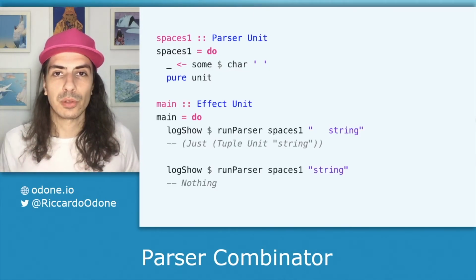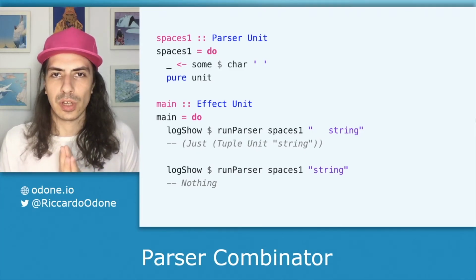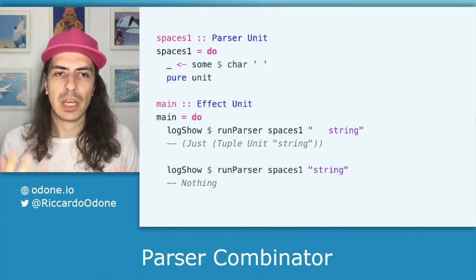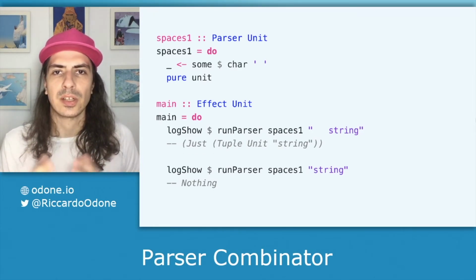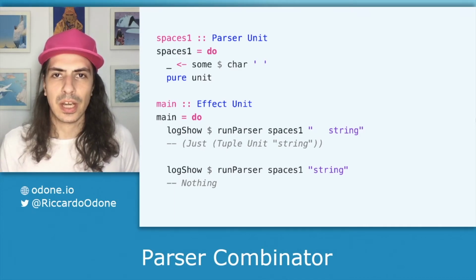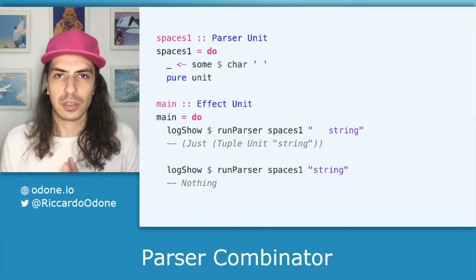And it turns out in PureScript, there's a function called some that works as we have seen before with many, but it needs to parse at least once to succeed. So we can write a spaces one function that succeeds as long as it can parse at least one space, as shown in the example below.